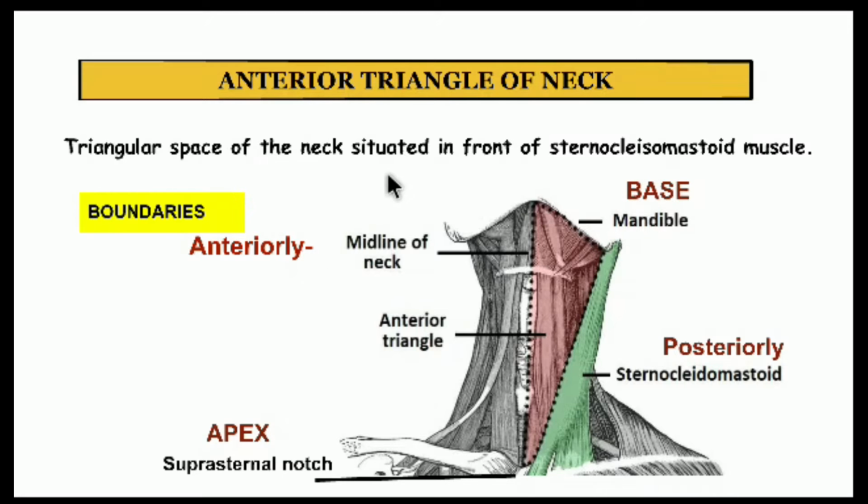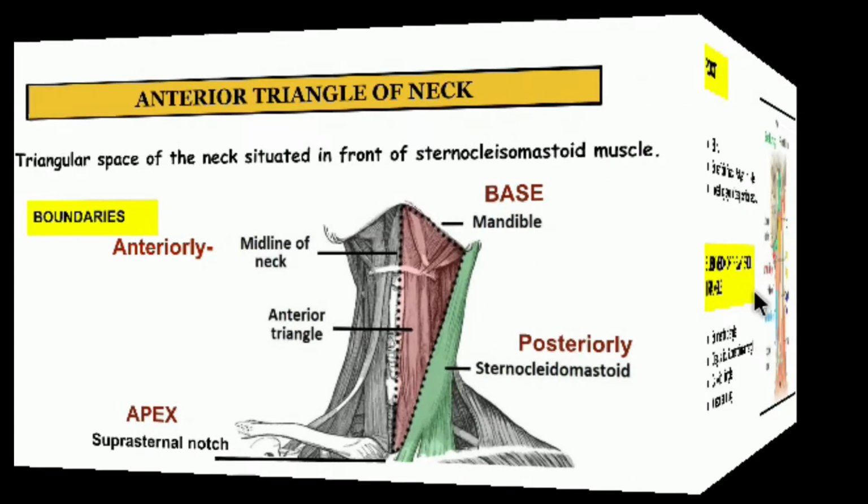Understood? Now we will see the boundaries. See the structure and just observe. We can see that the base is directed upwards and the apex is directed downwards. The base is formed by the base of the mandible. The anterior border is formed by the midline of the neck. The posterior border is formed by the anterior border of the sternocleidomastoid muscle, and the apex is formed at the suprasternal notch where the two muscles are meeting.